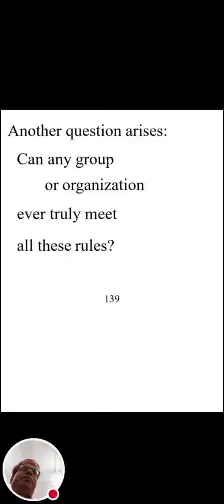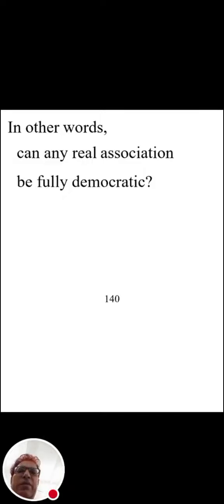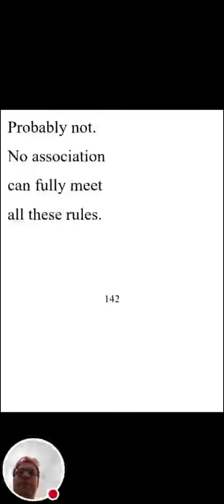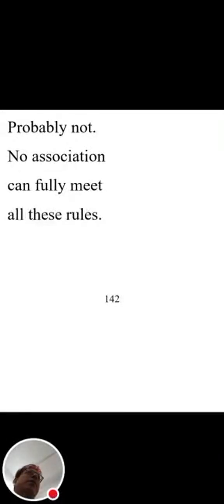Another question arises: can any group or organization ever truly meet all these rules? In other words, can any real association be fully democratic? In the real world, is it possible for every member to have equal chances to take part, understand issues, and influence decisions? Probably not. Robert Dahl says probably not. No association can fully meet all these rules.